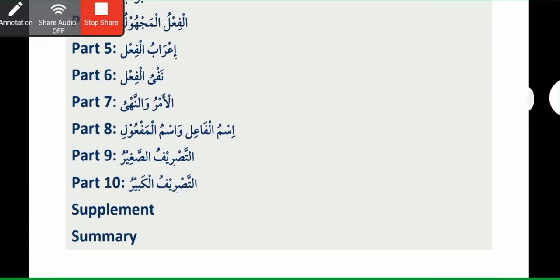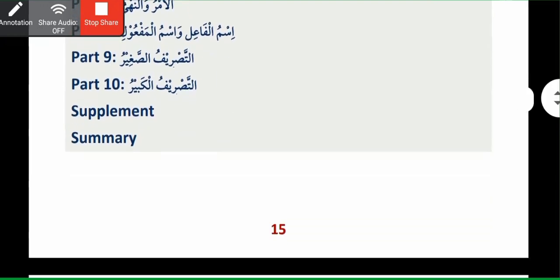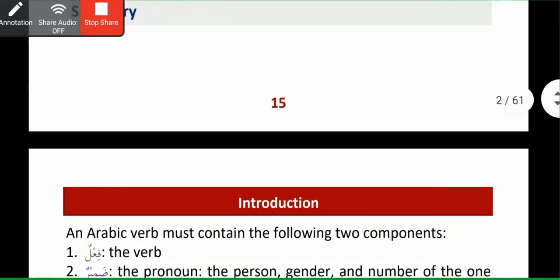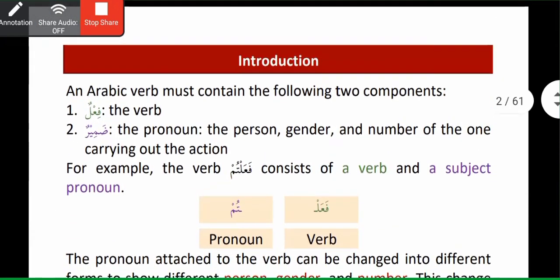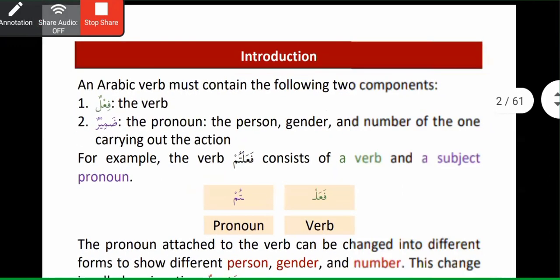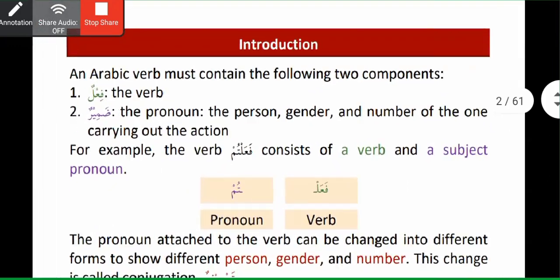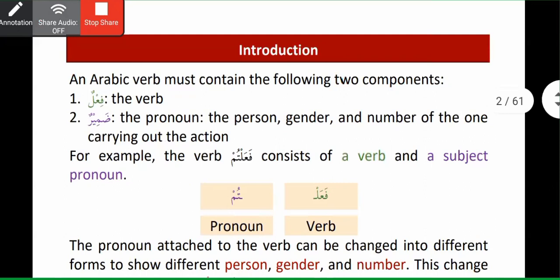So inshallah we will have supplements, like we will have exercises, hands-on exercises that you can print inshallah, and we will also have a summary after every part of the unit inshallah. At the end we will have a summary so you can sum up the concepts that were taught in that particular part. So the first thing is the introduction.